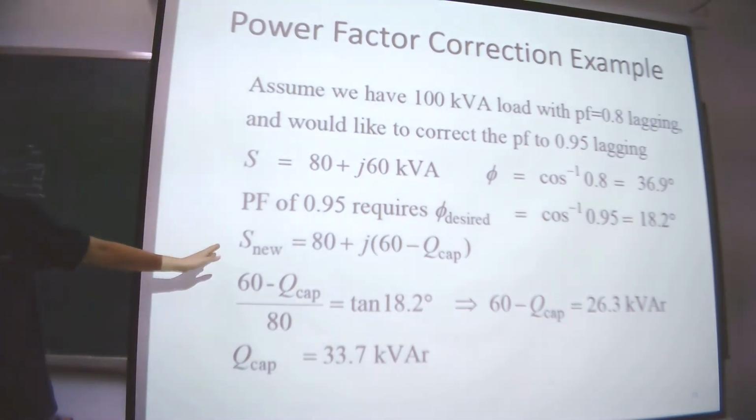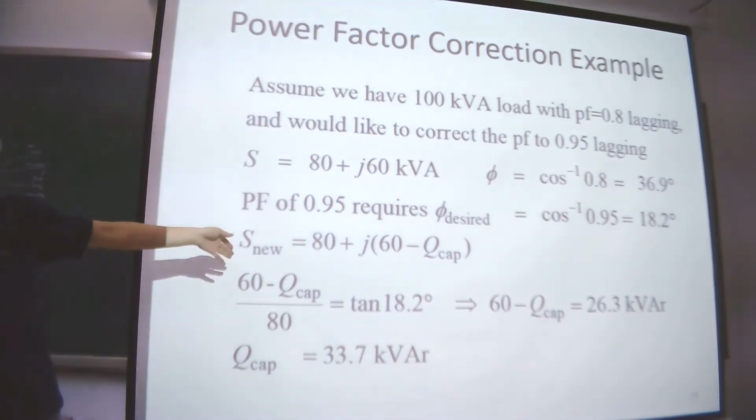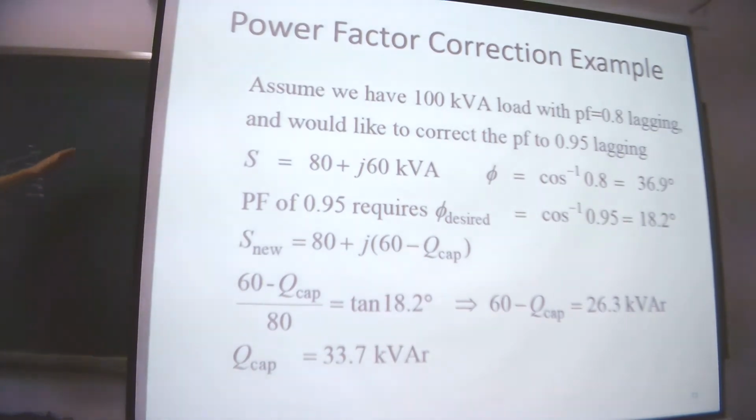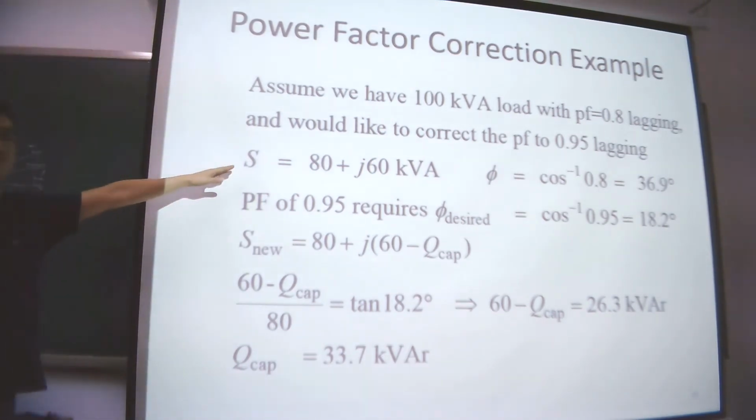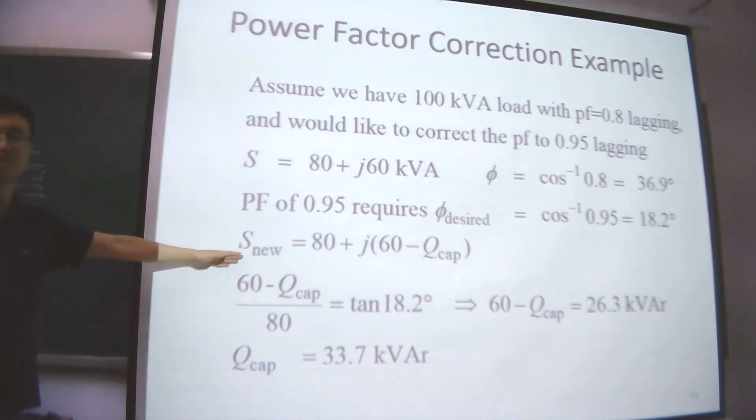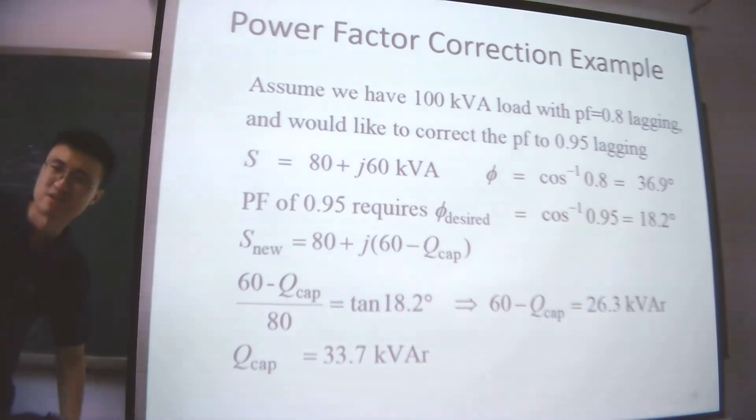So if you feel that this equation is maybe confusing or difficult to understand, you can just draw two triangular wedges. One is for the original, one is for the new. Wedge is much more understandable.